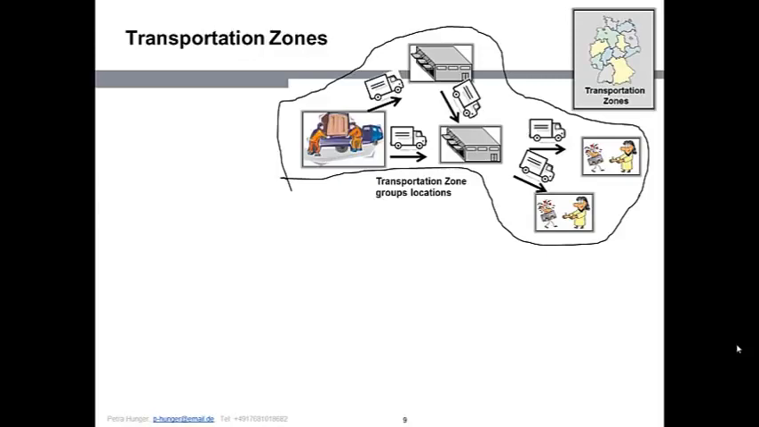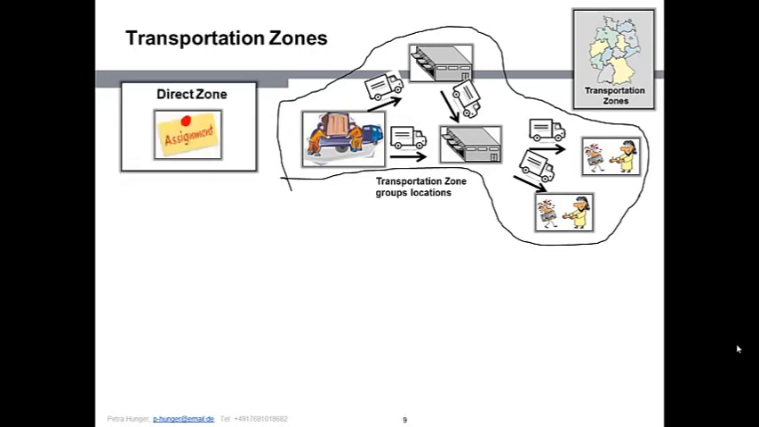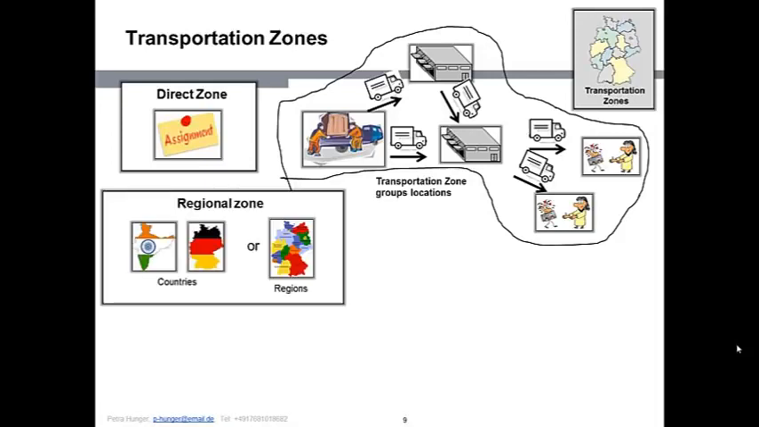A location can be a customer, a vendor, or a shipping point. There are four different types of zones. The direct zone is when a location is assigned manually to a transportation zone. So you have a transportation zone and you manually say which location belongs to which transportation zone. This is a lot of work, but you can do it manually as well. You would only do that if you cannot use the other two types, or three types.